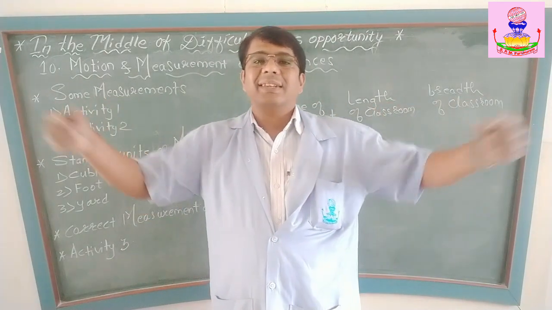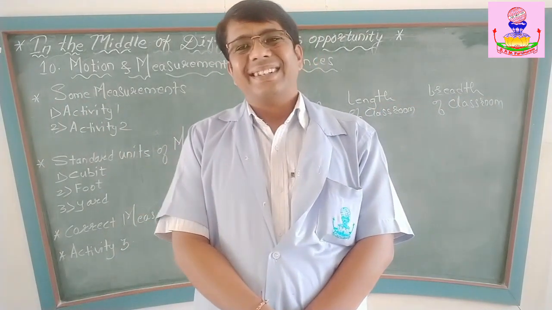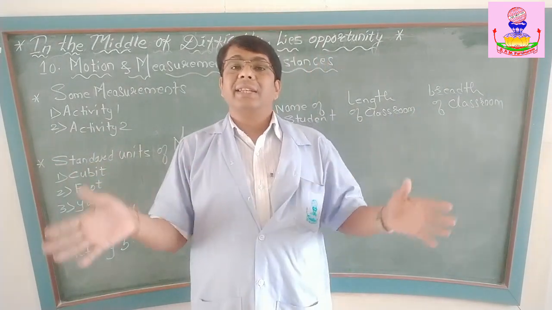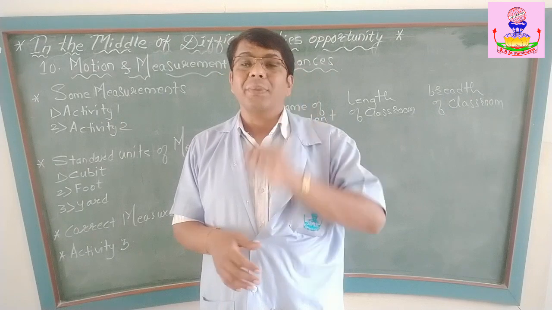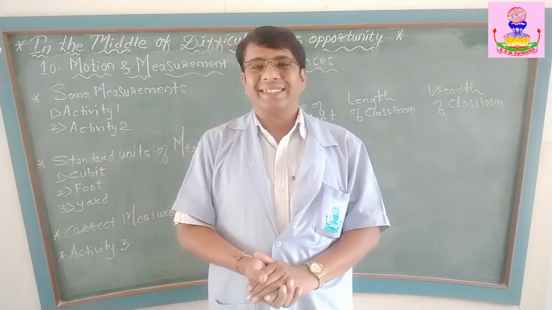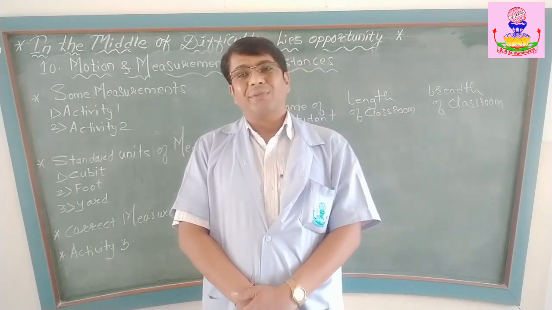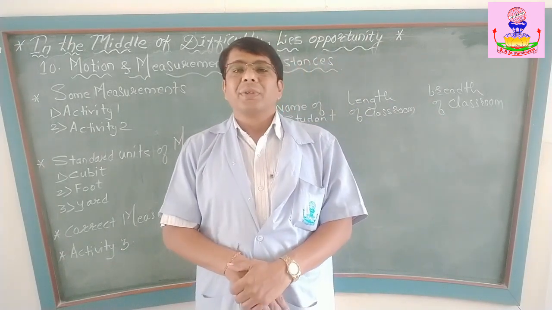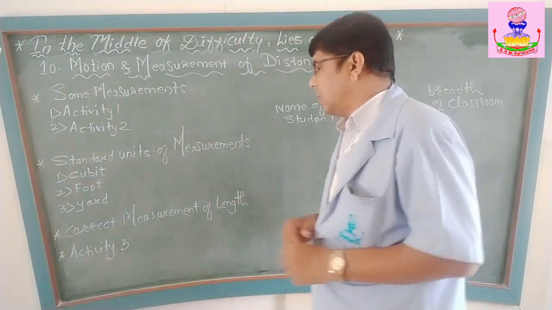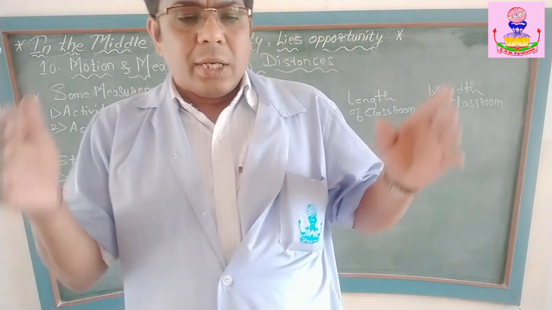The first part is a number, and the second part is the unit which is utilized. For example, when I was taking the length of the room, not table, 20 is the number, and foot length is the unit which I have utilized for that comparison. So now let us move to the next part, that is standard units of measurements.